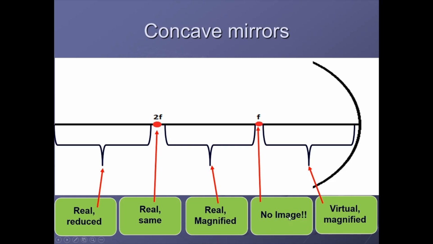It's kind of like it just looks really blurry. Between the focal point and the center of curvature, you get a real image that's magnified. On the center of curvature, you get a real image that's the same. And beyond the center of curvature, you get a real image that's reduced. So it's going magnified, magnified, magnified, and then reduced.